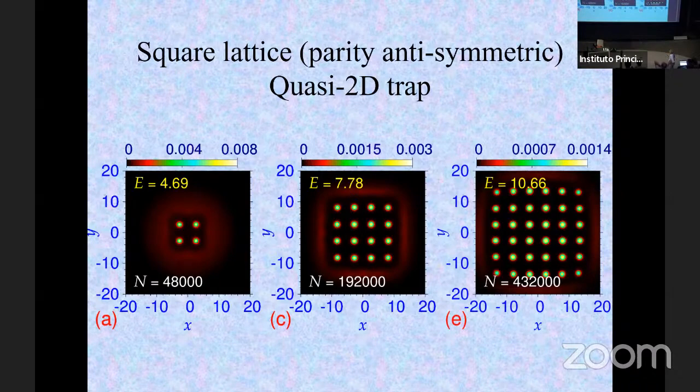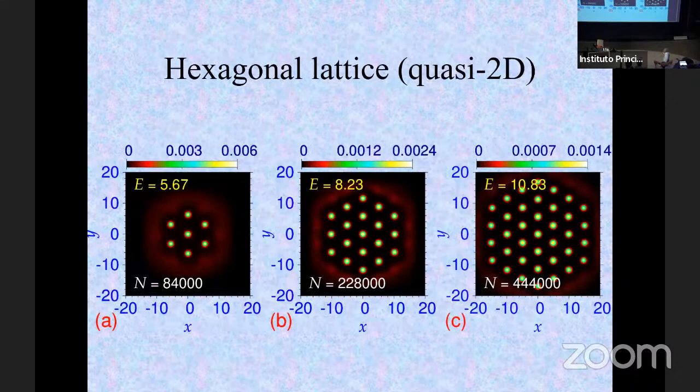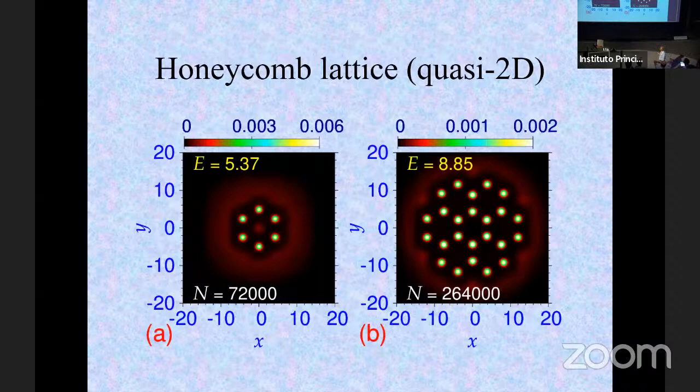But see, in the same trap, you can have the hexagonal lattice, or you can have a honeycomb lattice, something like this. Energies are quite similar.